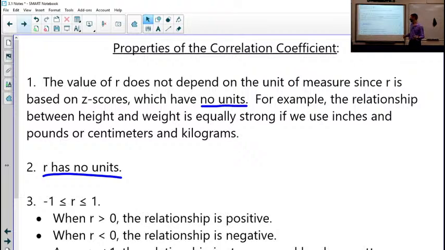That's usually not going to happen. But the closer we are to 1 or -1 on either extreme, the stronger the association. Closer on the +1 end is going to mean that we have a positive association that's very strong. Closer on the -1 end is going to mean that we have a negative association that's very strong.